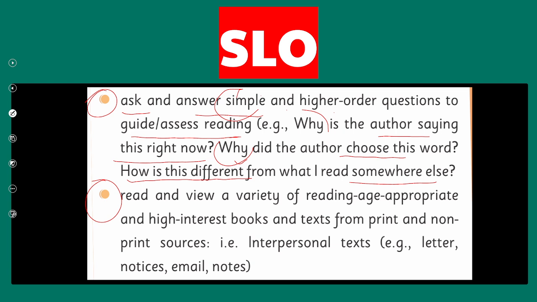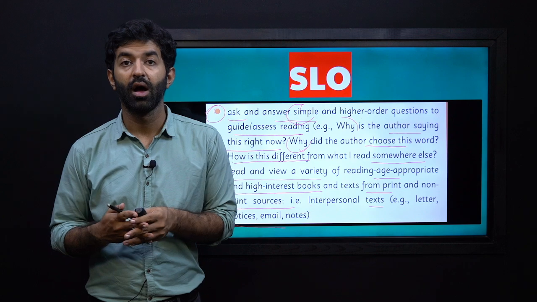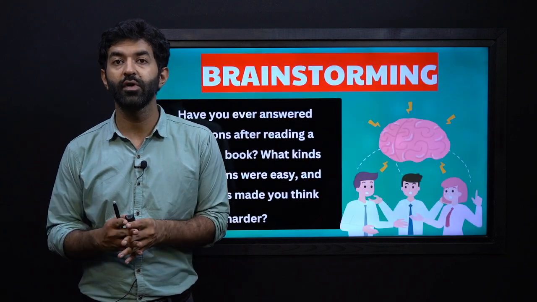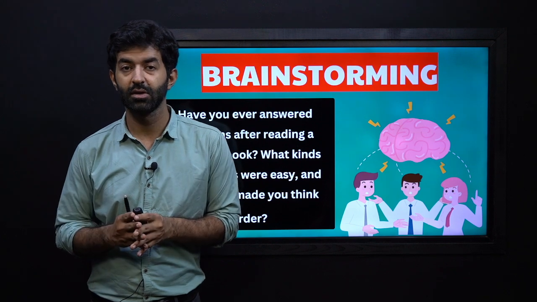The second learning outcome says that read and view a variety of reading age appropriate and high interest books and texts from print and non-print sources. And we have interpersonal texts. They are letters, notices, emails, or notes. But the focus is on answering higher order questions. Now students, here is your vertical linkage.